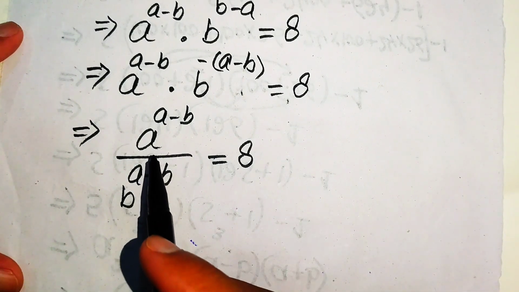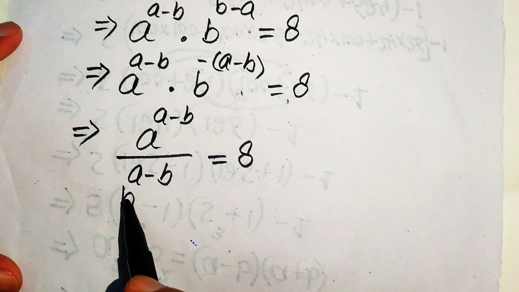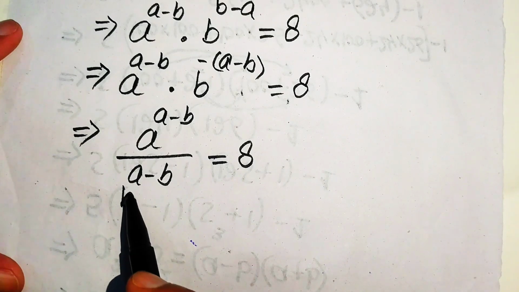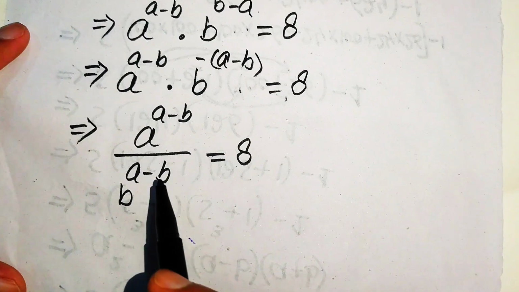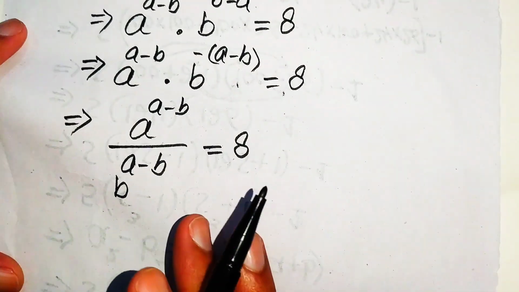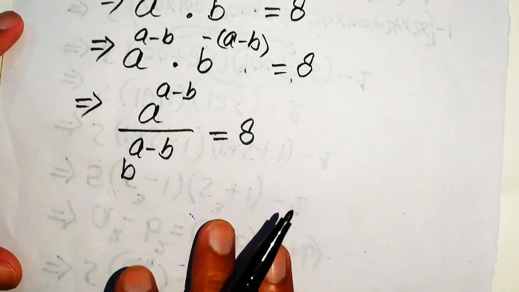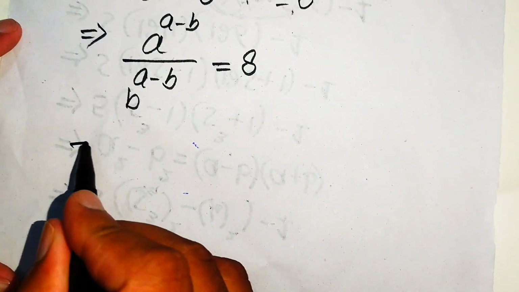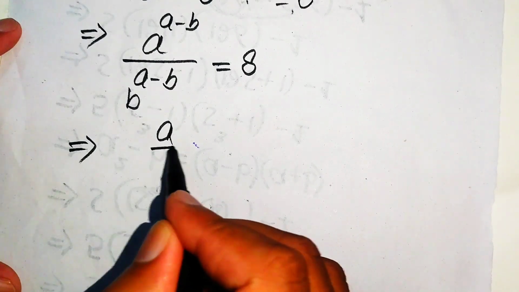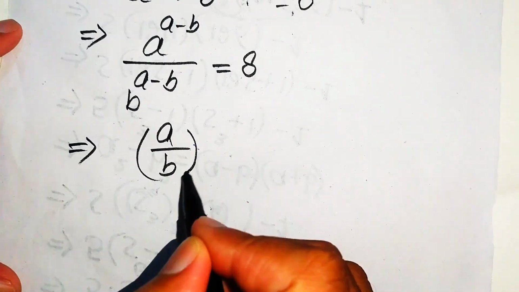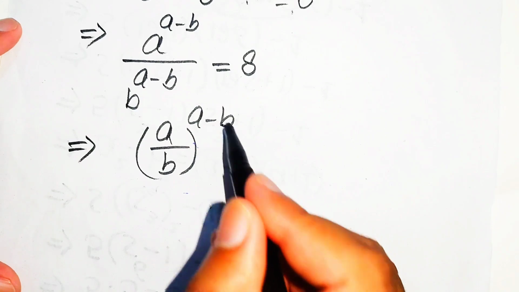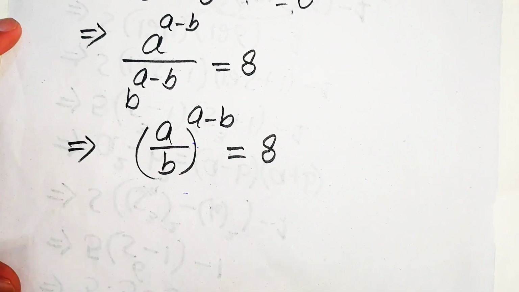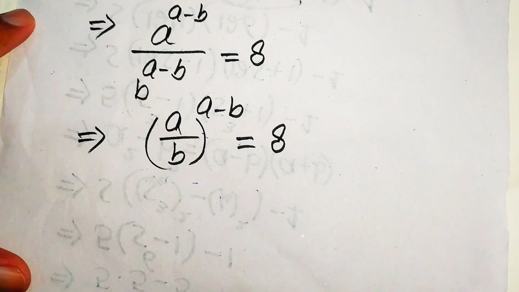Here you see that the bases on these two terms are different but the exponents are the same, so we combine them, and it will be written as a over b, and its whole exponent is a minus b, and it is equals to 8.